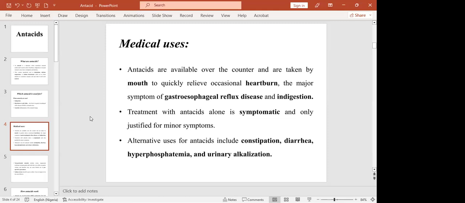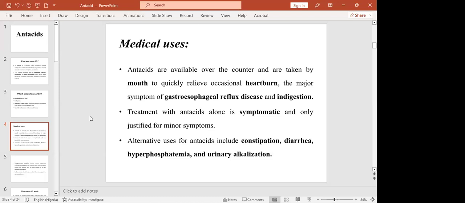So antacids are available as over-the-counter drugs and they are taken by mouth to quickly relieve occasional heartburn and minor symptoms of gastroesophageal reflux disease and indigestion. So treatment with antacid alone is symptomatic and is only justified for minor symptoms. What do I mean by symptomatic? There are two ways commonly that you will treat any disease. Either you're treating it symptomatically or you're treating it curatively.